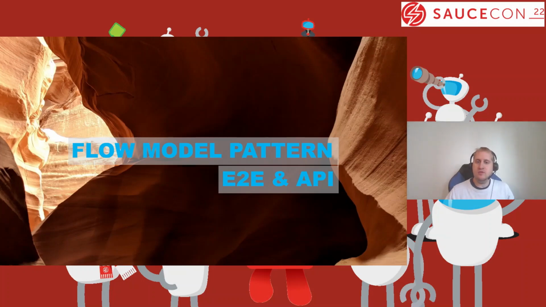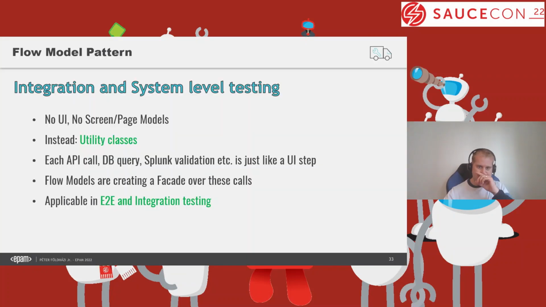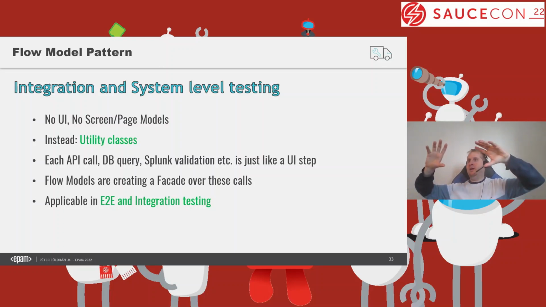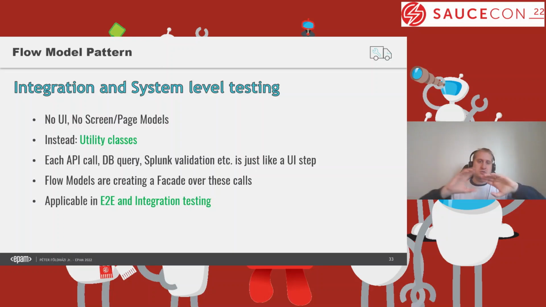Next up is the flow model pattern for end-to-end and API testing. So when we talk about API testing now, I'm focusing on that primarily. There's no UI, no screen and page models, obviously. So that means instead of that, you have utility classes for each of the API, DB calls, Splunk validations, whatever you are leveraging in your end-to-end scenarios. And again, it's very important. So we are doing end-to-end testing on API on service level, so no UI at all.